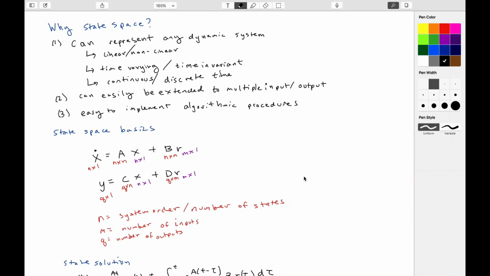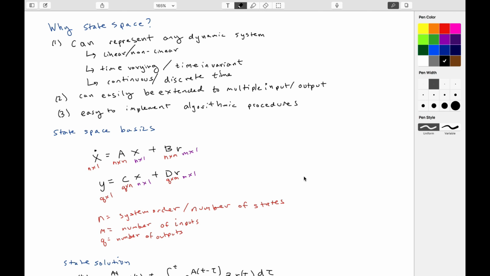Alright, so let's discuss some state space basics. I just want to go over the reasons that we want to use state space. The first and most important reason to use state space over a transfer function representation is that it allows us to represent any dynamic system.